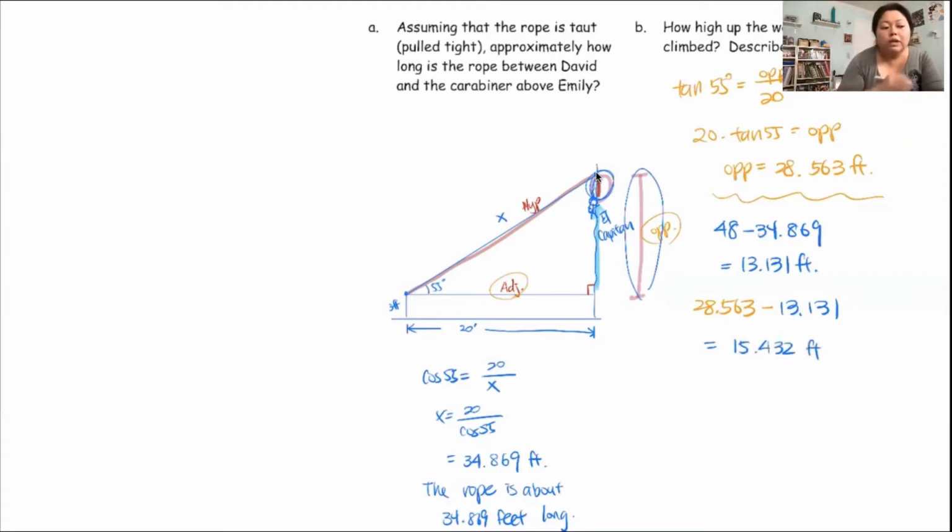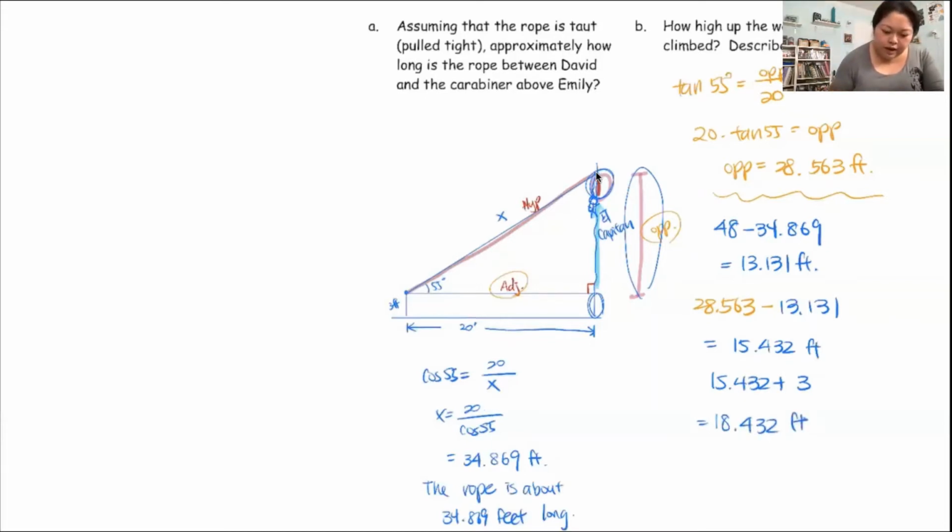But don't forget, this whole thing is measured 3 feet above David's waist. So you've got to figure out this length right here too. So 15.432, you need to add 3 feet of David's waist to get the fact that Emily is really 18.432 feet up El Capitan.